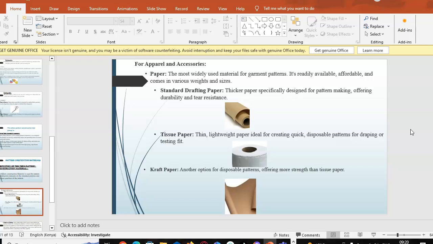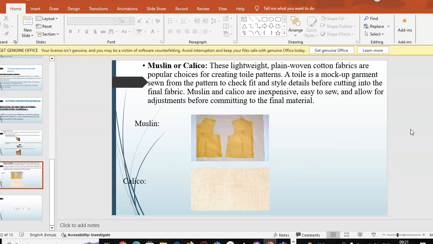We have the craft paper. These are examples of the papers that are being used. The craft paper is another option for disposable patterns, offering more strength than the tissue paper.